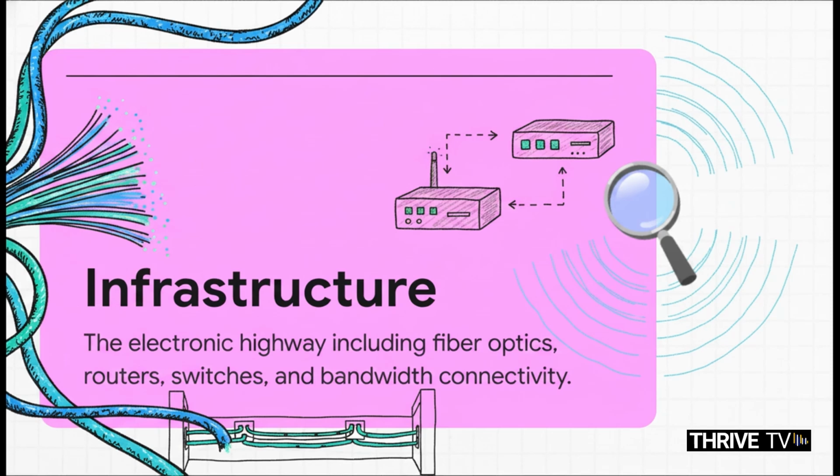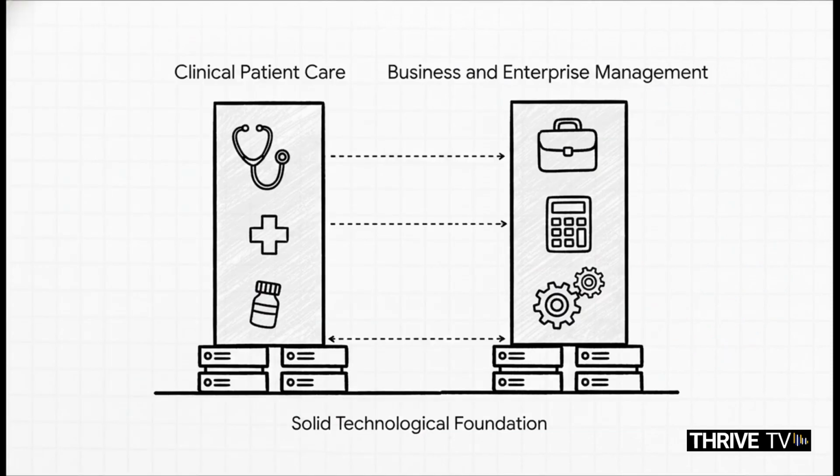Now, running on top of all that infrastructure are two heavy hitters, two main types of massive software systems. First, we have electronic health records, or EHR systems. These are strictly for clinical patient care. This covers patient registration, clinical documentation, lab results, the pharmacy, the whole 9 yards for the patient. On the flip side, we have enterprise resource planning, or ERP systems. These keep the business side running because, let's remember, a hospital is a massive business.